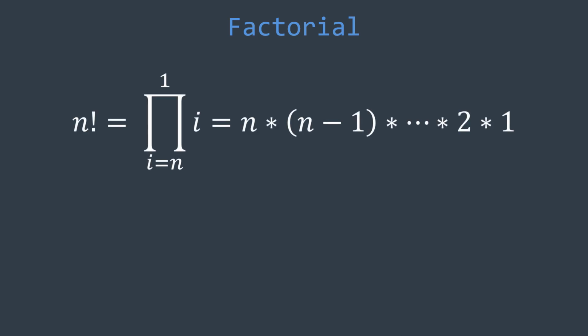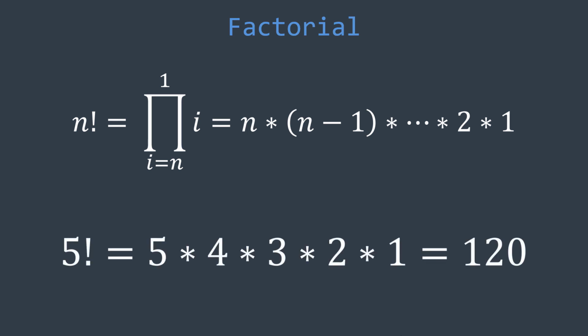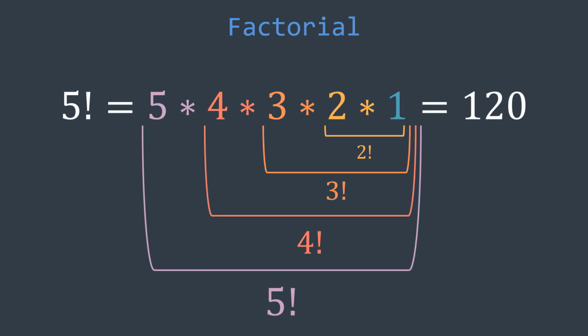Let's start with factorial. Factorial n is basically the product of all integers from n to 1. For example, 5 factorial is 5 times 4 times 3 times 2 times 1, for instance. And it has a recursive nature because n factorial is n times n minus 1 factorial, and the base case is 1 factorial, which is just 1.